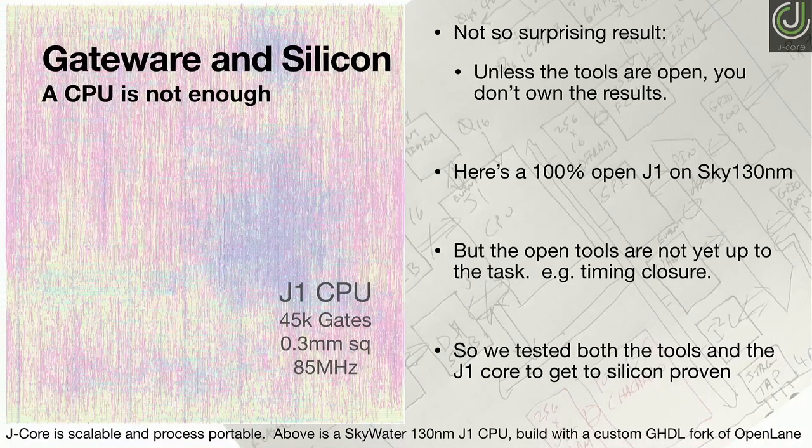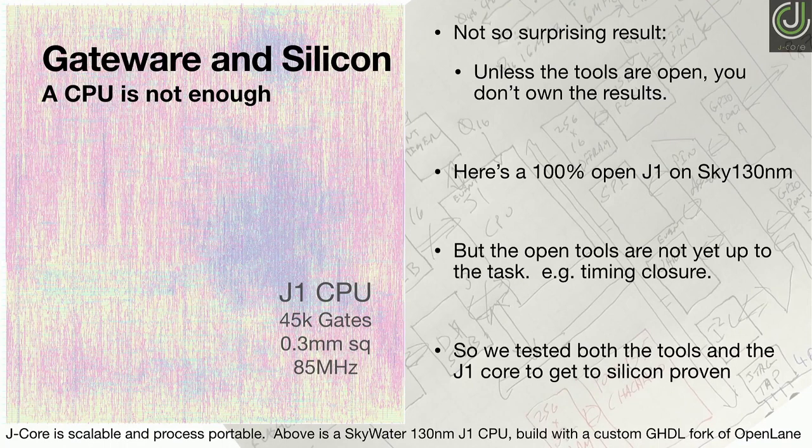So that's nice, but what about taping out? Well, here is the example that I was talking about a little bit earlier. This is a J1 SuperH CPU. It's about 45,000 gates, 0.3 square millimeters in the 130 nanometer SkyWater process. This is okay. We get to about 85 megahertz. It's not stellar. This is using the OpenLane flow.